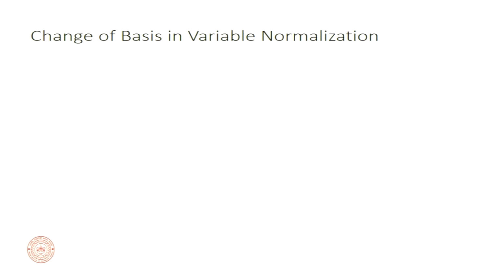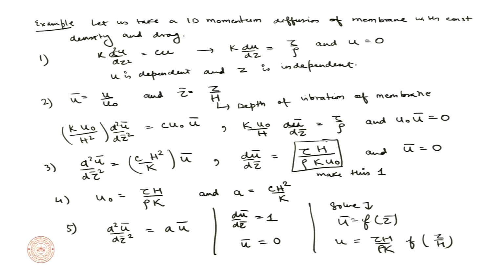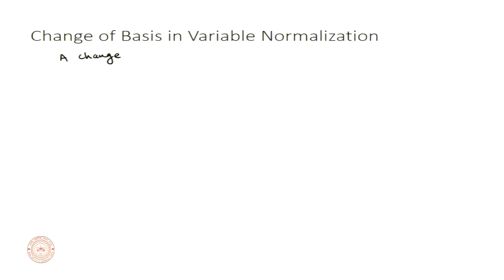Now, a change of basis, in the case of a variable, or how we select these, for example, we selected u naught as tau h by rho k. How we select these variables for normalizing does not affect our analysis based upon solving the equation, right. So, the essence of the equation remains the same. So, a change in the dimensional basis keeps the law or equation intact. Okay. So, let us try one case.